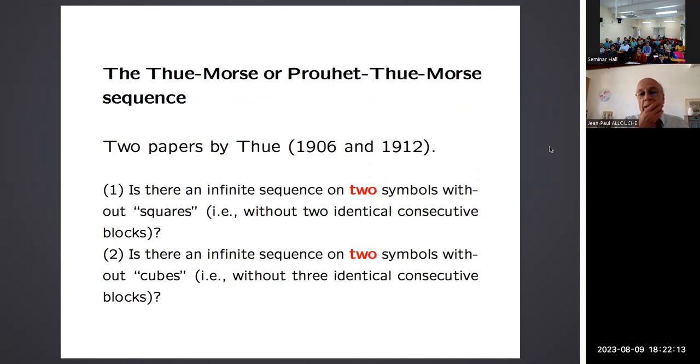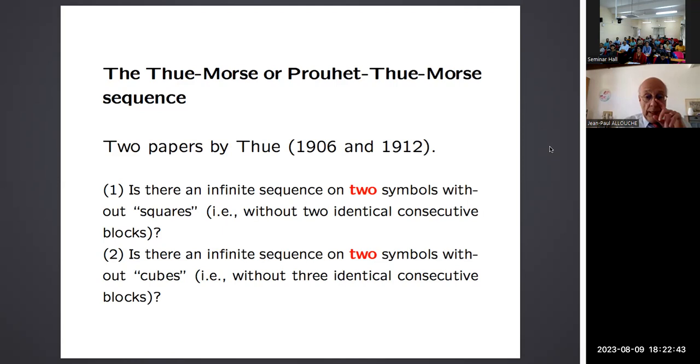Okay, now we're going to see a sequence which is called either the Thue-Morse sequence or the Prouhet-Thue-Morse sequence, and it goes back to two papers by Thue, a Norwegian mathematician, and the papers were in German. And they appeared in some obscure journal, so they were not known at this time. One paper goes back to 1906 and the other to 1912.